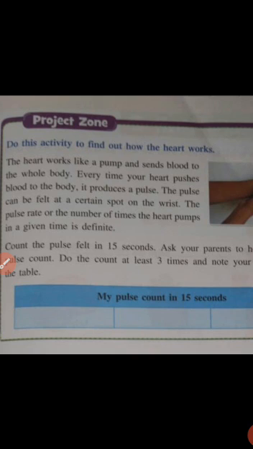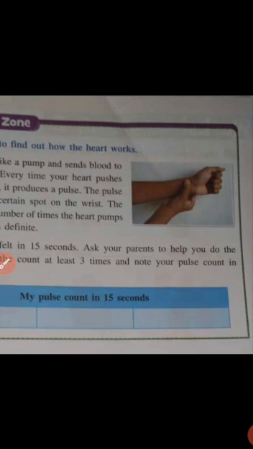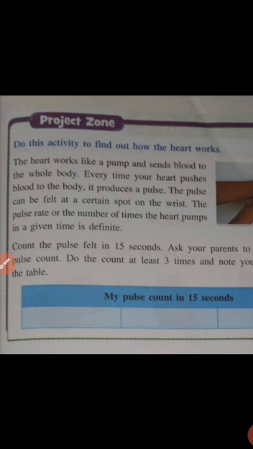The pulse rate, or the number of times the heart pumps in a given time, is definite. Count the pulse felt in 15 seconds. Ask your parents to help you do the pulse count. Do the count at least 3 times and note your pulse count in the table. So you have to write the pulse that you count in the 15 seconds in these tables.